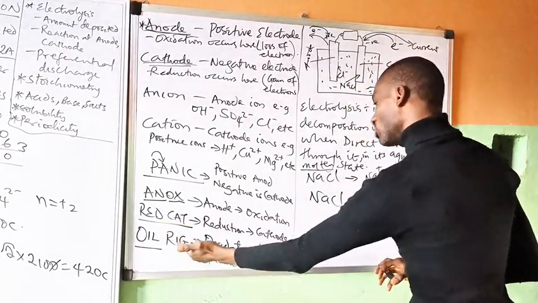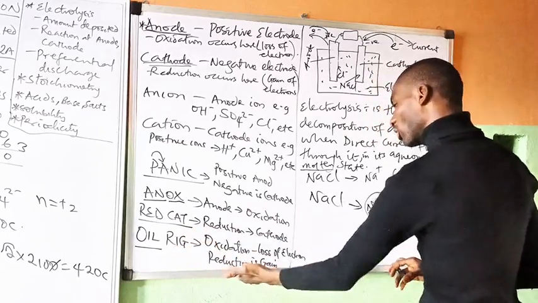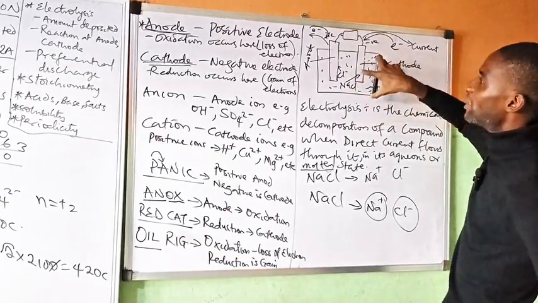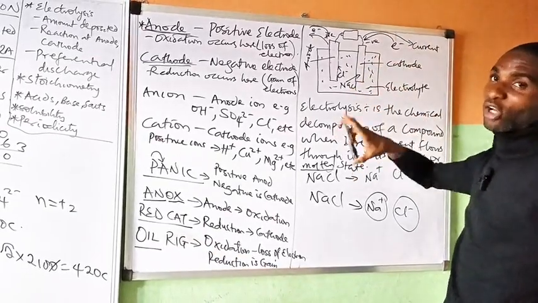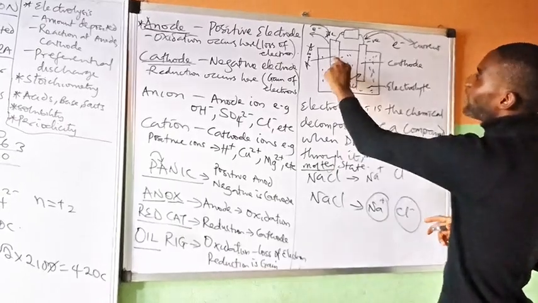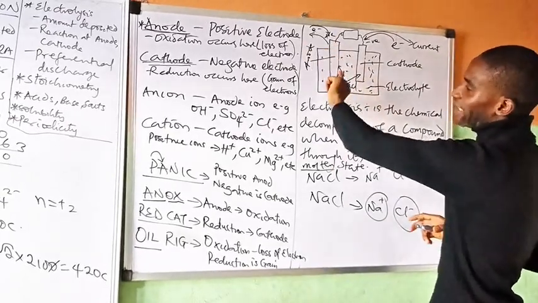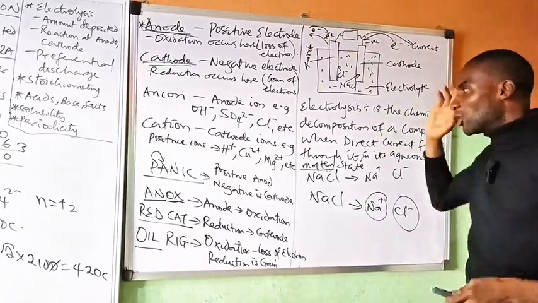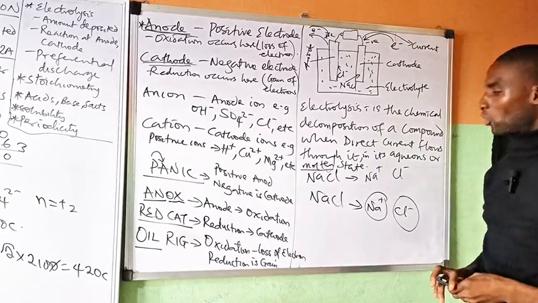And we said reduction is gaining. Reduction is gaining, so that is why reduction is occurring here. Sodium is coming here to gain electrons. Oxidation is loss. Chlorine is coming here to lose or give out electrons so that the electrons can pass out of the system. So that is actually what occurs here.